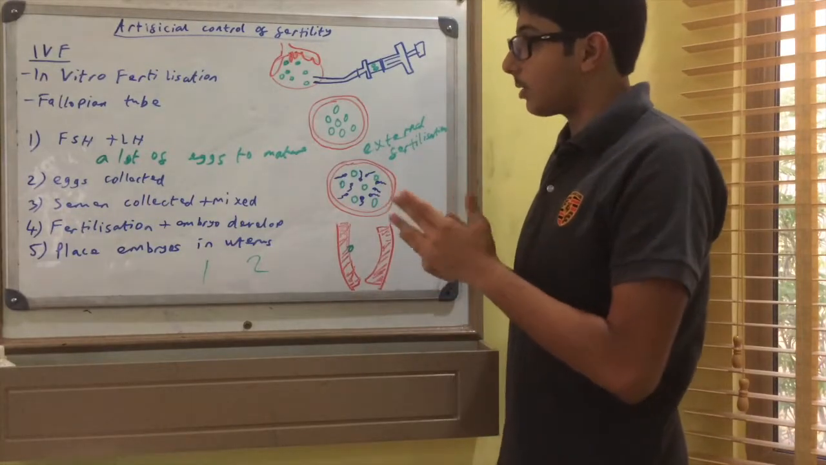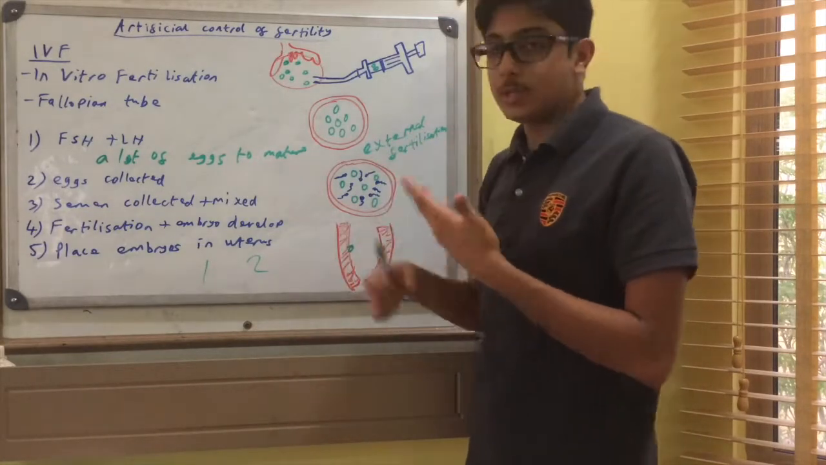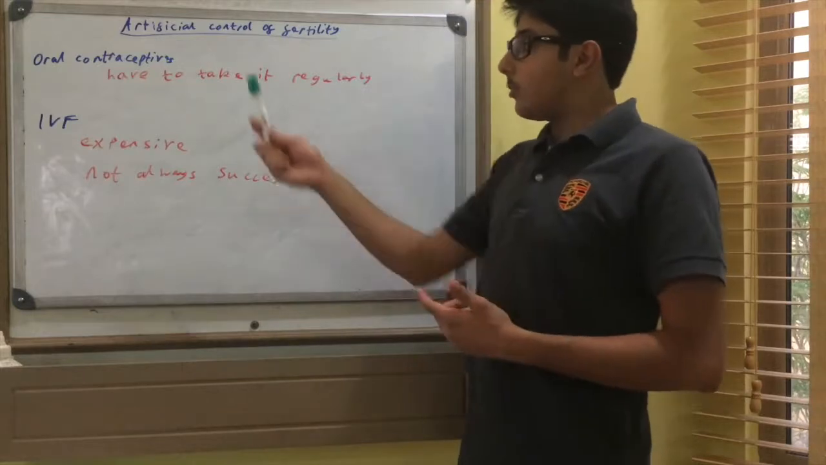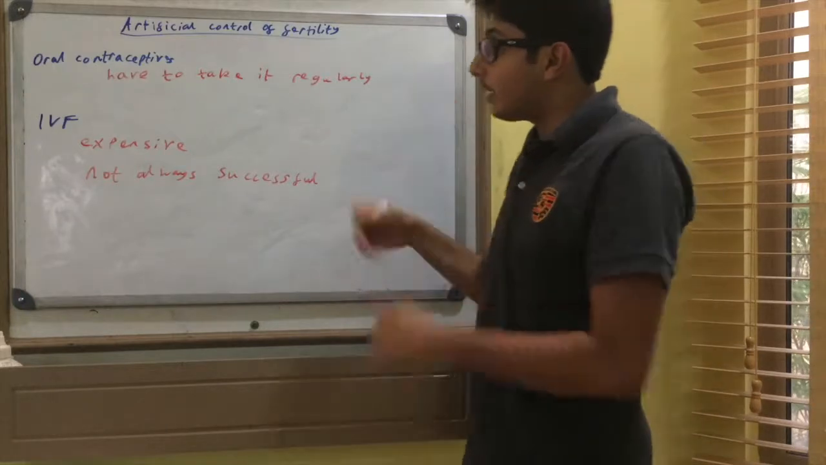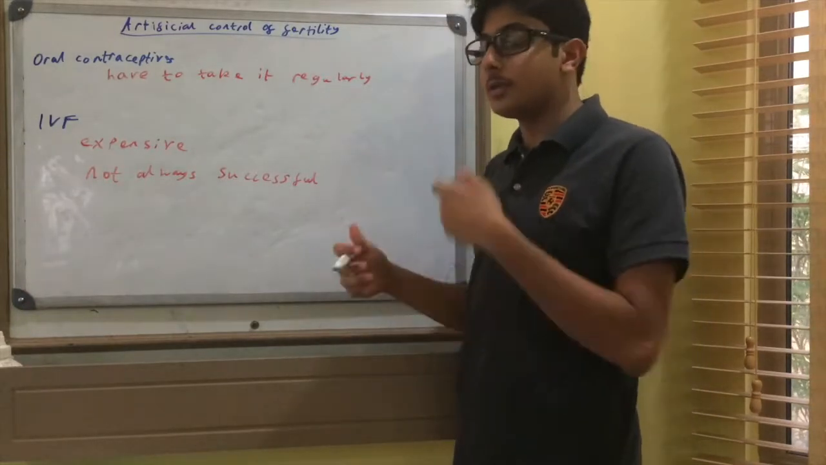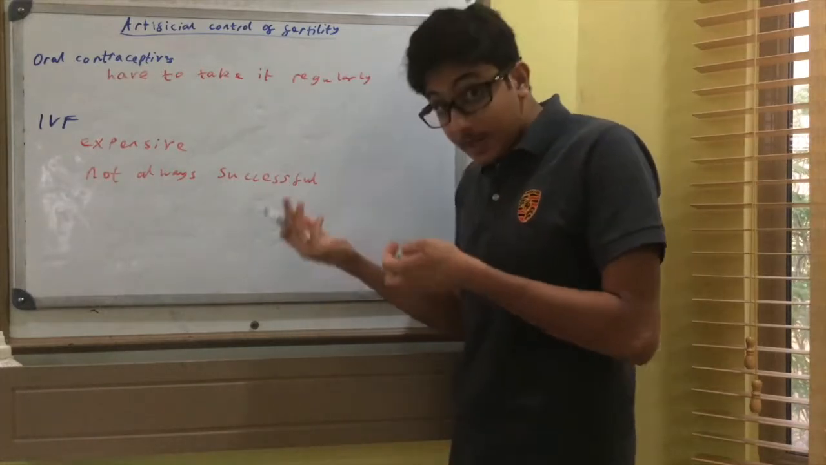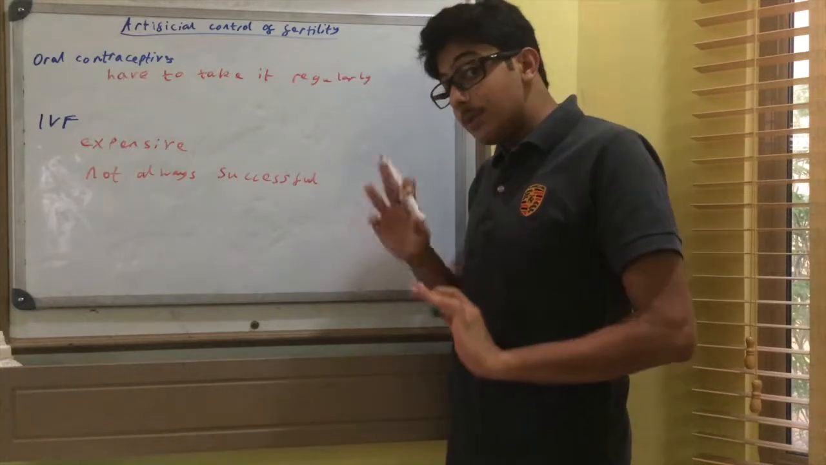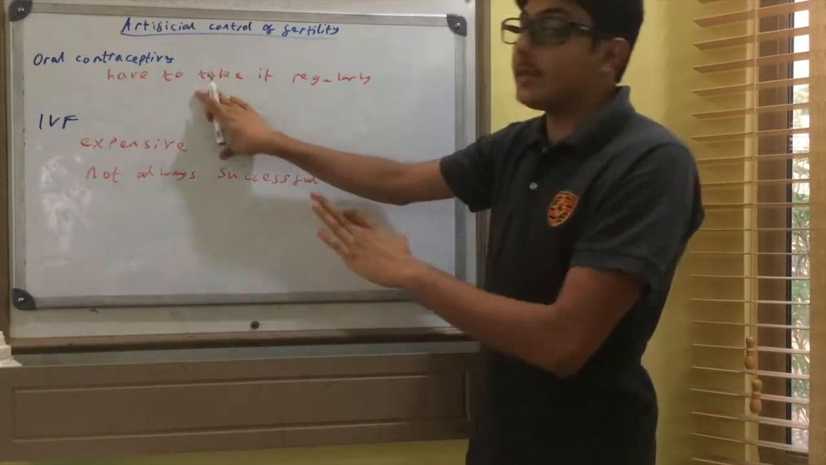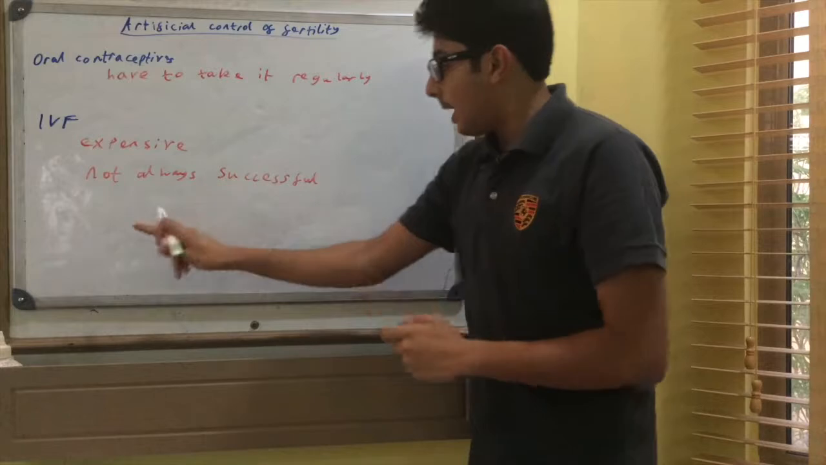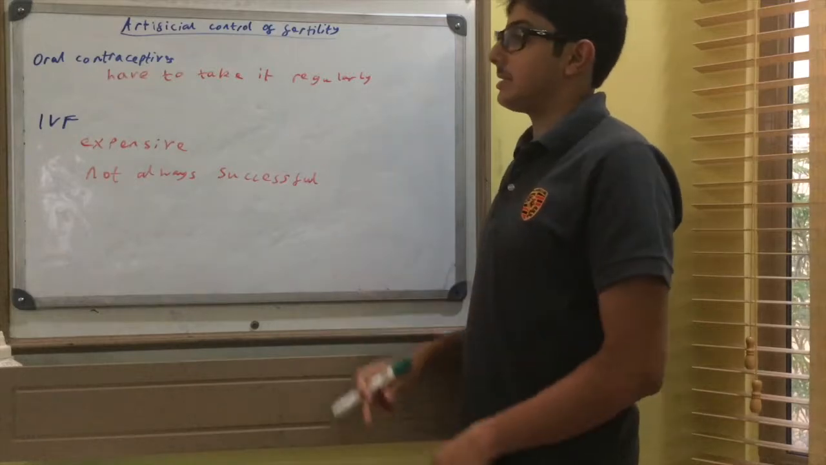And now, for the last part of this video, I'm going to talk about problems with IVF and problems with oral contraceptives. Okay, so the problem with oral contraceptives is you have to take them regularly. If you forget to take it, then the natural production of the hormones will start taking over, and it might lead to an unexpected release of an egg and an unexpected baby. IVF's main problem is it is really expensive, and it's not always successful. Sometimes it doesn't work.